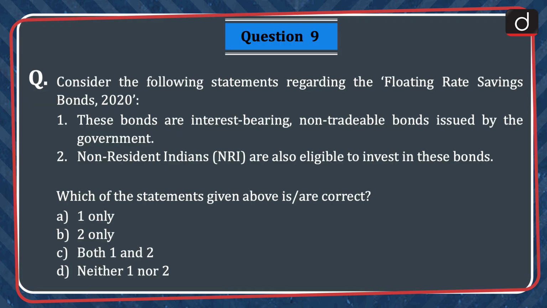Next question is, consider the following statements regarding the Floating Rate Savings Bonds 2020. 1. These bonds are interest-bearing, non-tradable bonds issued by the government. 2. Non-resident Indians are also eligible to invest in these bonds. Which of the statements given above are correct? 1 only, 2 only, both 1 and 2, or neither 1 nor 2? The correct answer is option A, 1 only.